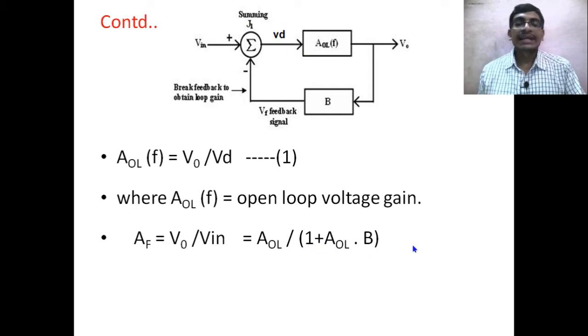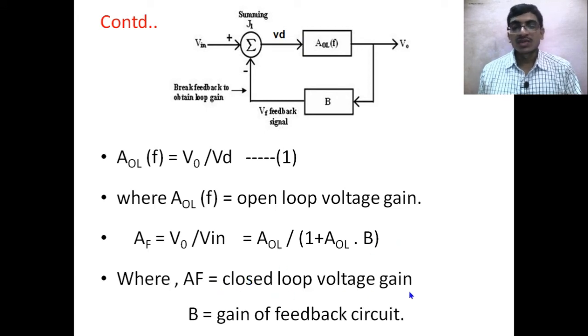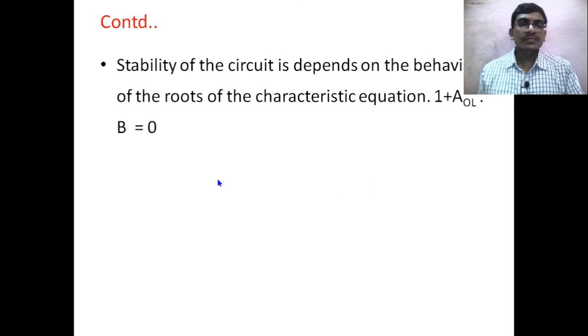We have already derived this equation. A by 1 plus A beta is the standard equation. Here AOL by 1 plus AOL into beta, where AF is the closed loop gain and beta is the gain of the feedback network. The stability of the circuit depends upon the behavior of the roots of the characteristic equation 1 plus AOL beta equal to 0. The characteristic equation is 1 plus AOL beta. Depending on that, our circuit stability will depend.